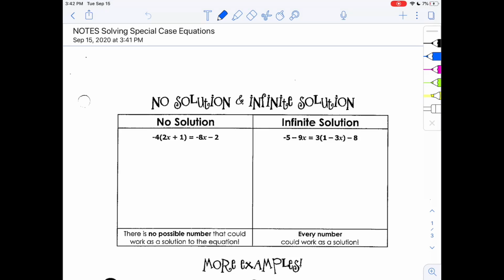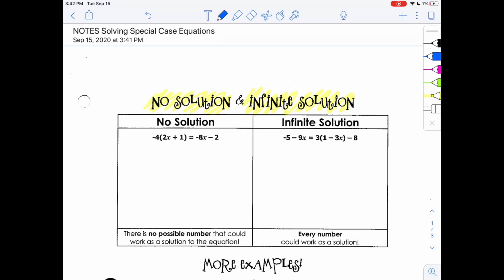In this lesson, we are going to be talking about solving equations, but some special cases. The first type of equations we're going to be looking at are equations that have no solution and equations that have an infinite number of solutions, which means every single number is a possible solution. Let's take a look at our no solution option.